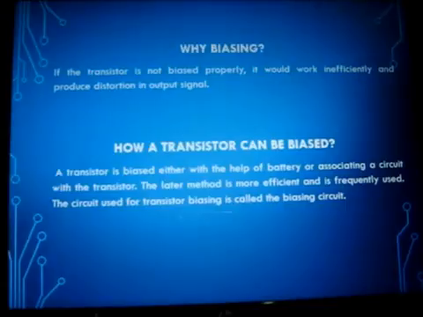So how can a transistor be biased? It can be biased either with the help of a battery or a circuit with a transistor. There are some special circuits regarding this that we will study later. The next method, using special circuits, is more efficient and frequently used. The circuits used for transistor biasing are called biasing circuits.